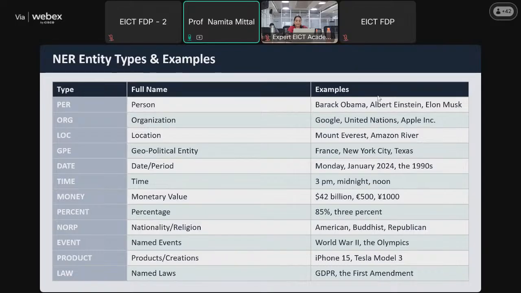Date and period: Monday, January 2024, the 1990s. Time: 3 p.m., midnight, noon, forenoon. Money, monetary value: dollars, rupees. Percentage: 85%, 3%. Nationality or group: American, Indian, Buddhist, Republican. Event: World War II, the Olympiad, the World Cup, a cricket match. Product or creation: iPhone 15, Tesla. Law, named laws: GDPR, the First Amendment, and there are many others. So again, we can have sub-entities or a bifurcation in the entities.